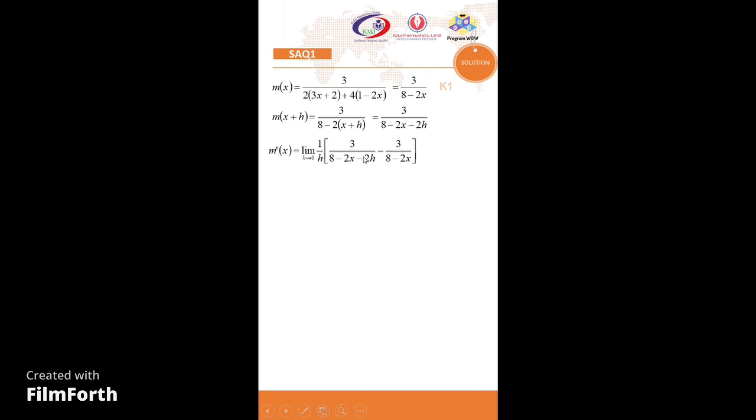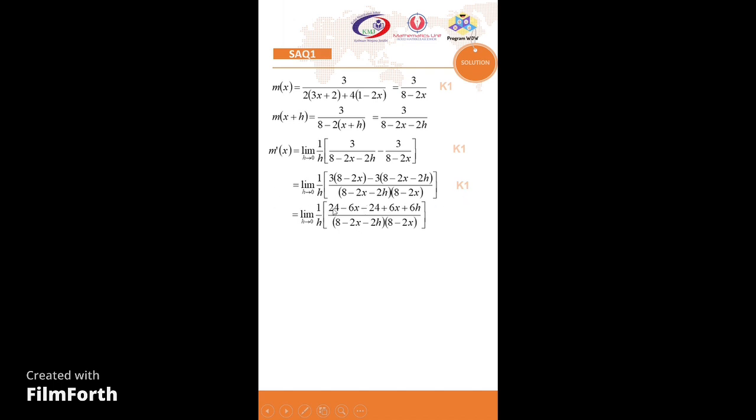Okay, so here you have a fraction minus a fraction. If you have this pattern, you need to equalize the denominator. So the second mark is for you to substitute the functions m(x) and m(x plus h). Then you need to equalize the denominator, so you will get the next mark.